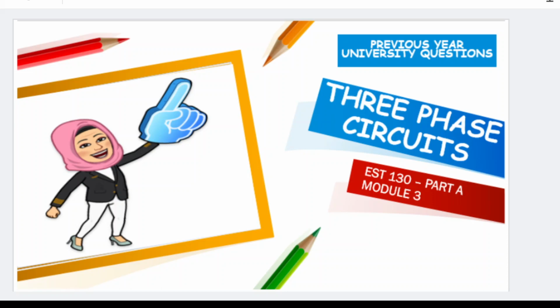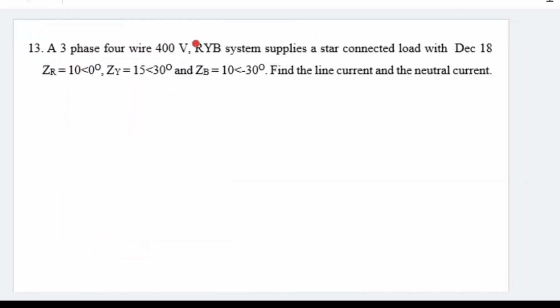So today we will be dealing with some other section for our three-phase circuit itself. Today also we are doing our previous year university question. Our question is a three-phase 4-wire 400 volt RYB system. So we are having a three-phase 4-wire system. You can draw a three-phase 4-wire system first.